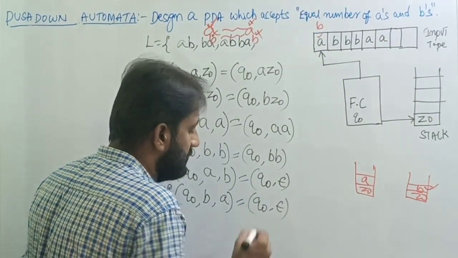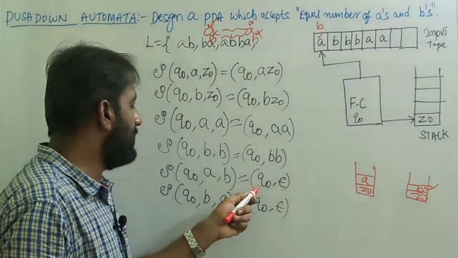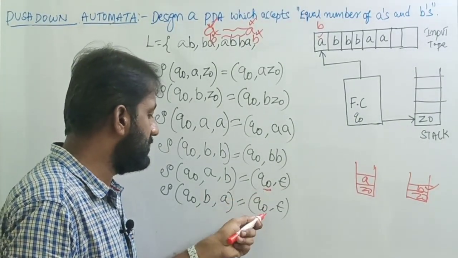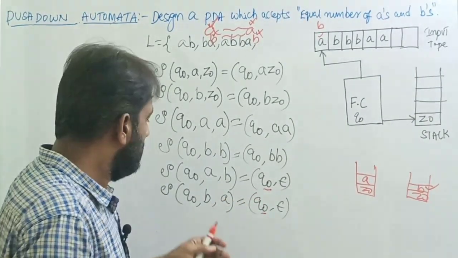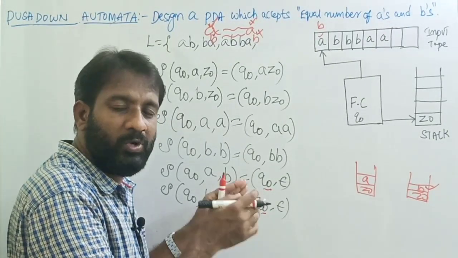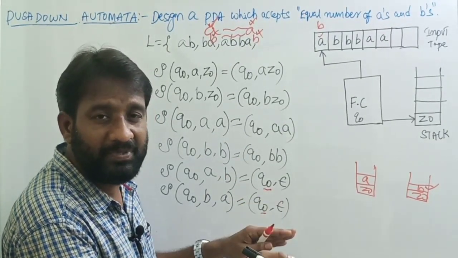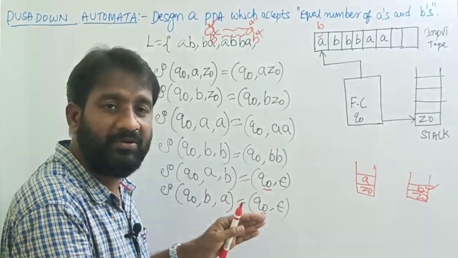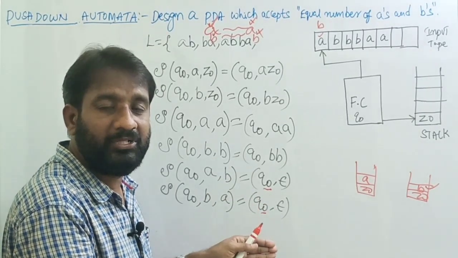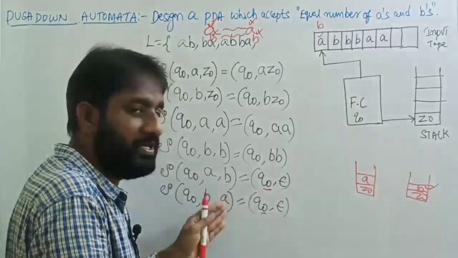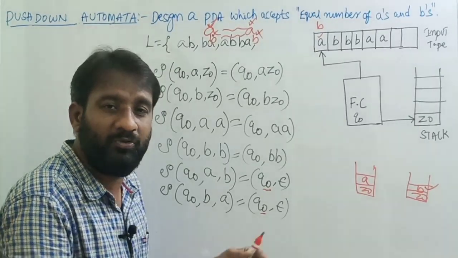Q0, comma, epsilon. You clearly observe that while doing the pop operation, I am not changing state, I remain in the same state, because we are doing the pop operation once when the top of the stack is B and input symbol is A, and one more time when the top of the stack is A and input symbol is B. So under two conditions we are doing the pop operation.